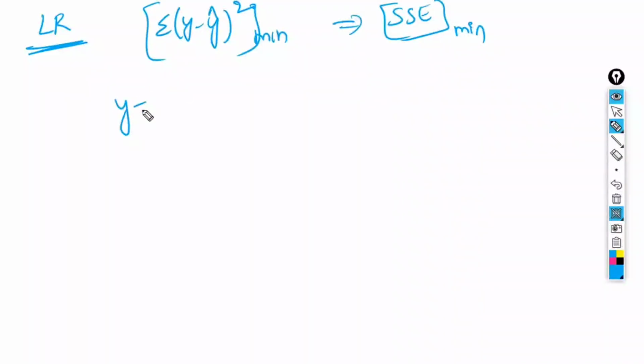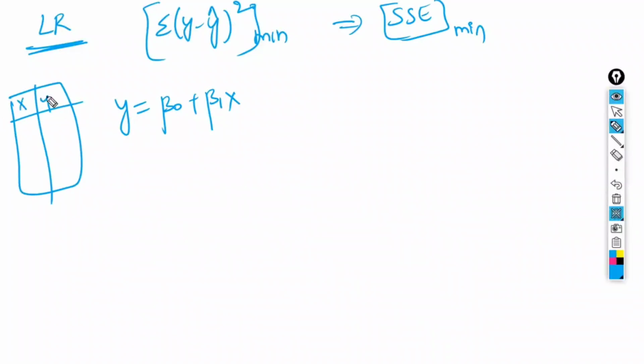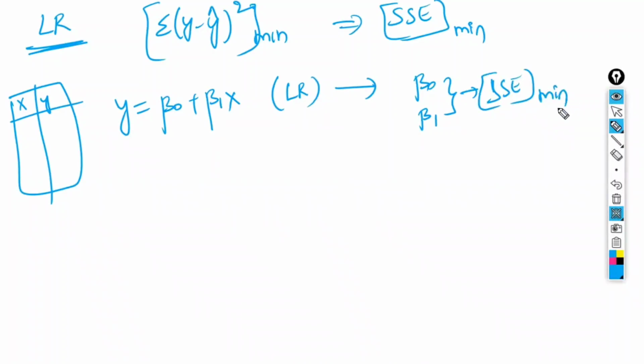Now, y is equal to beta naught plus beta 1 x. Assume we are having only a single variable x. Let us take a data set where I'm having a single variable x and a single variable y. This is called a linear regression model. For linear regression, we have to identify these two values, beta naught and beta 1, which give the sum of the squares of errors as minimum. We can't select beta naught and beta 1 as per our choice. They are selected in such a way that the sum of the squares of errors is minimum.